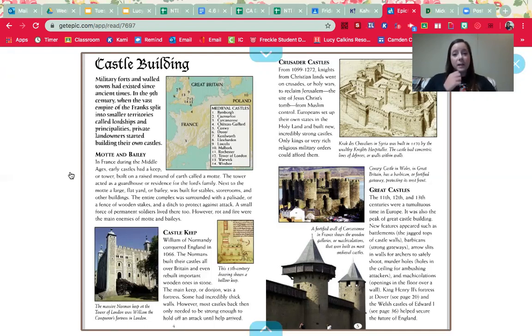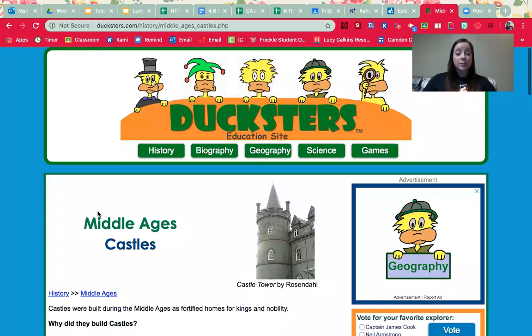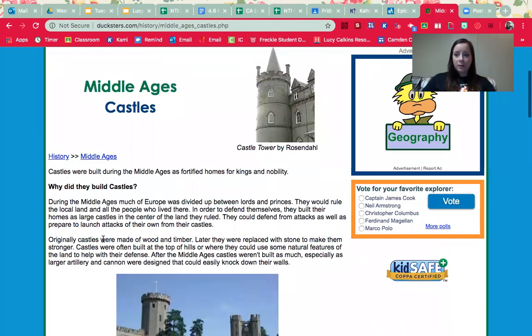So what I did next, you guys, is I went to Google, and you know how much I love Ducksters, at least my class does. I think it's a really great website that gives you information that's more on your level. So I typed in castles Ducksters, and the very first thing that came up was a Ducksters link that says Middle Ages castles. I love Ducksters, so I'm going to start here because I think the other one was a little bit too much over my head.